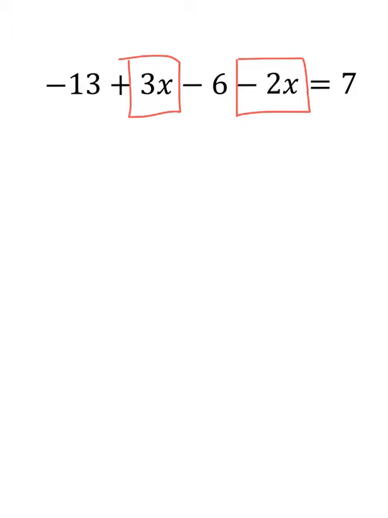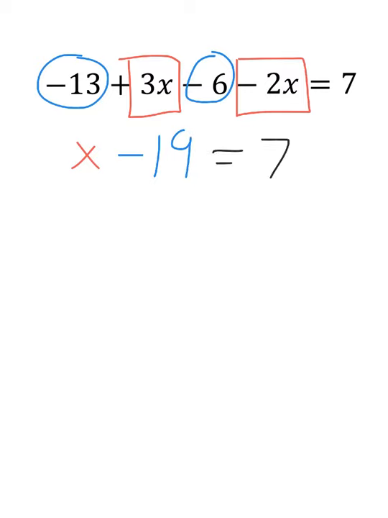So I have 3x minus 2x, that gives me just an x. We could think of it as 1x, but we don't really need that one, because 1 times any number is just that number. Then we have our negative 13 minus 6. Negative 13 minus 6 gives us negative 19. We can combine those, and that is all equal to 7.